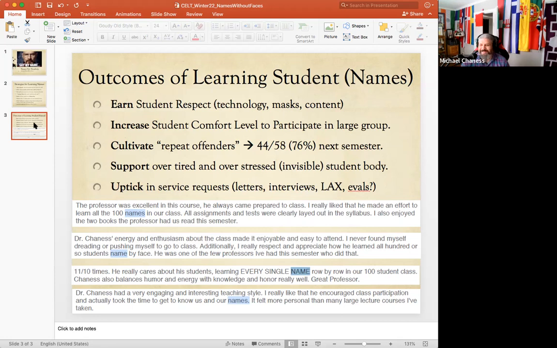The next outcome, and I'm ending with this, so I don't consider this a negative outcome, right? This is not a negative envelope. This is a positive envelope. If you know all your students' names, you will see an uptick in service requests, letters of recommendation, right? Interviews that they have to perform for other classes. I get asked to do a lot of interviews. I didn't know about that before I came to SUNY Oswego, but now I'm doing 3 or 4 a semester.